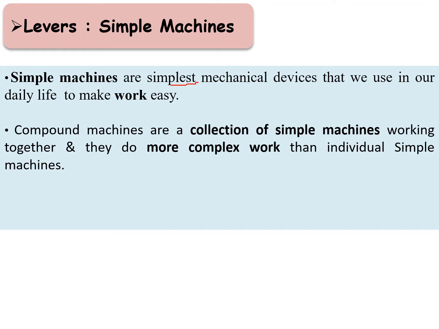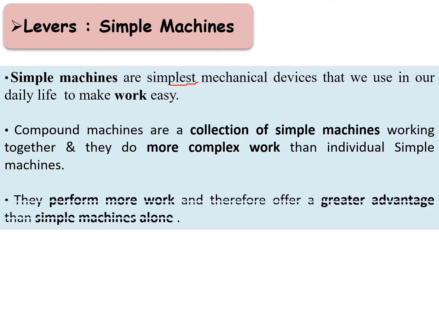We also have compound machines. And what are compound machines? Compound machines are a collection of simple machines working together, and they do more complex work than individual simple machines. So when we have a combination of more than one simple machine, two, three simple machines coming together to make a complex work easy, such type of machines are called as compound machines. Compound machines perform more work and therefore offer a greater advantage than simple machines alone.